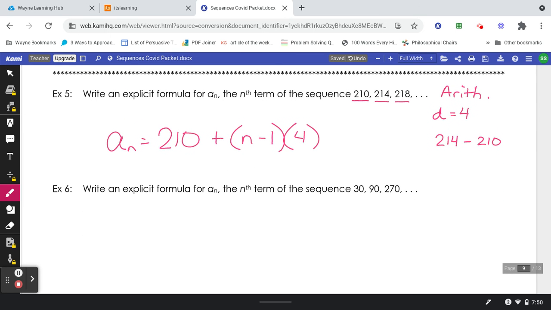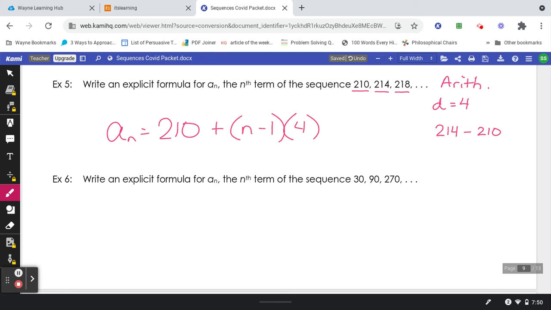Okay. Example number 6. You have 30, then 90, and then 270. So I notice that 270 is quite a large number compared to the 30 and the 90, so that makes me think that it's multiplication, geometric. So 30 times what makes 90? And then does that same thing multiplied give me 270? So I'm going to find my common ratio by doing 90 divided by 30. That gets me 3.